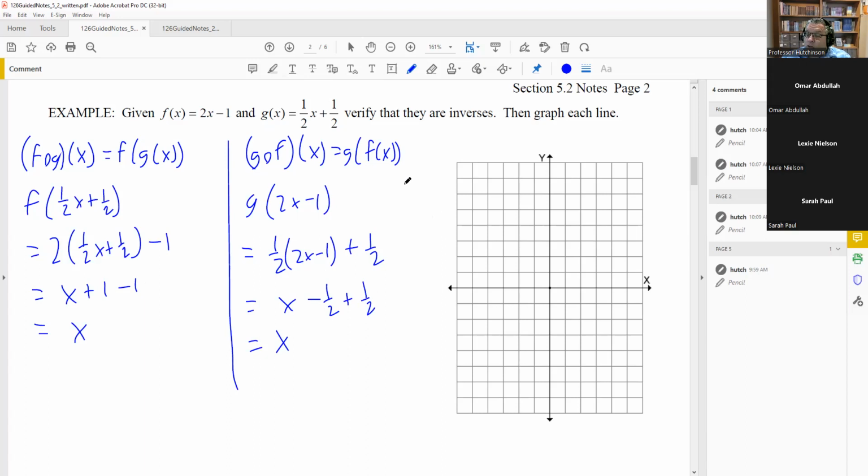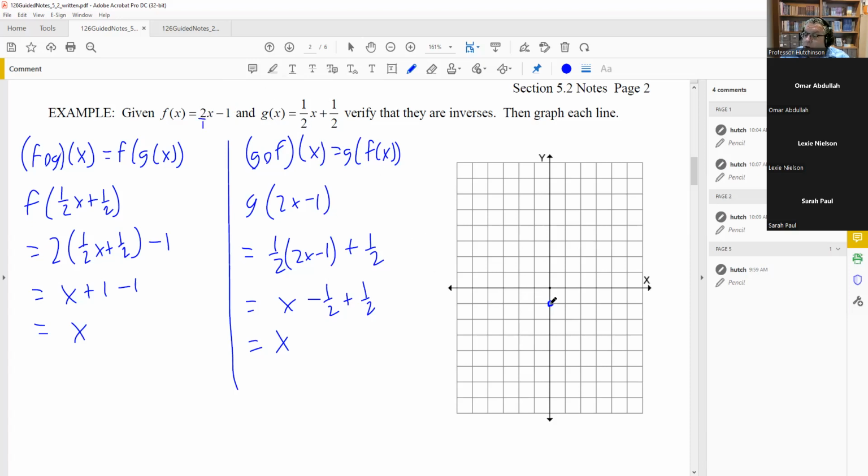So the next thing we want to do is to graph both of these. That's what it tells us to do. Okay, so let's graph 2x minus 1. How we graph that is we go to the y-intercept first. Y-intercept is, it'll cross at -1. Now the slope here is 2, and that's really like 2 over 1.